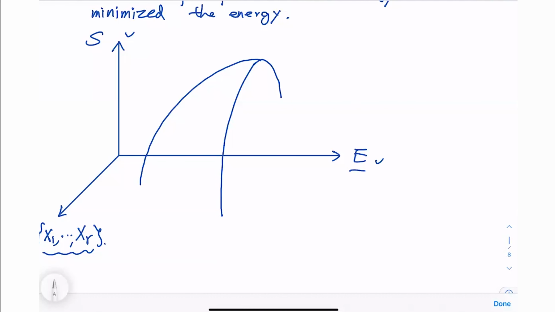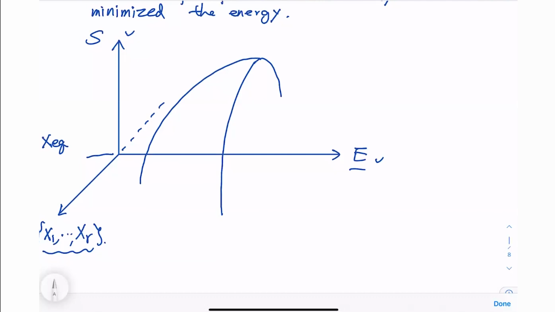Okay, so let me extend these coordinates a little bit further. At this particular point, I'll just label it as the equilibrium configuration of all the rest of the extensive variables. So let me try to draw it here.